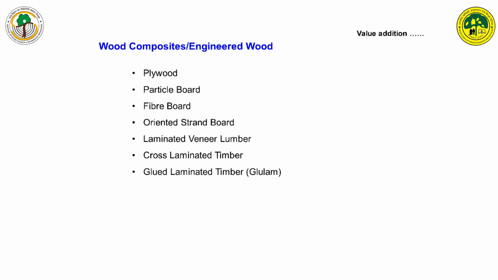And in order to reduce certain limitations, traditionally we have been following the wood composites concept, or engineering wood intervention, to minimize the limitations of wood in terms of dimension and its properties. So traditionally we have been using plywood, particleboard, fiberboard, Oriented Strand Board, laminated veneer lumber, cross laminated timber, as well as glue laminated timber. These are the engineering products which were mostly used for value addition of secondary species.